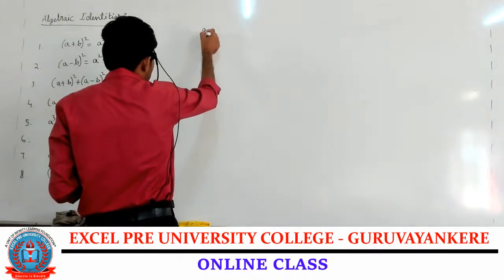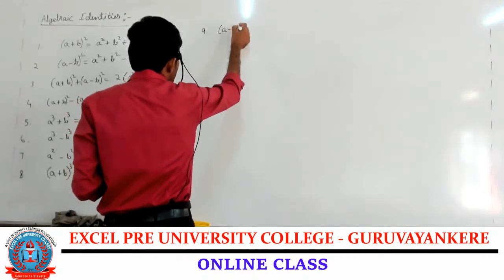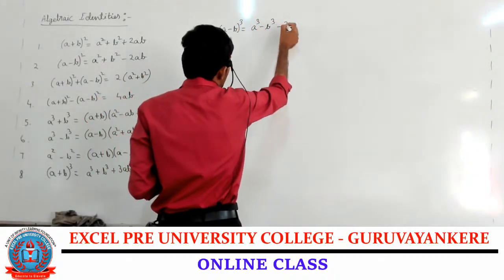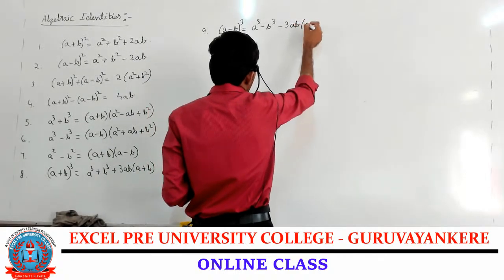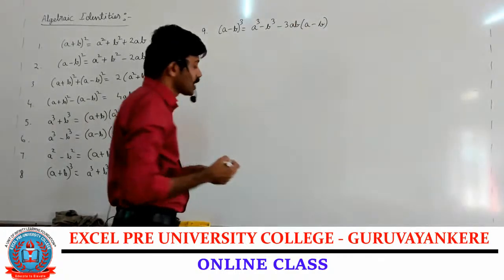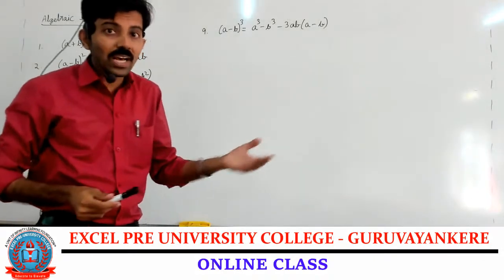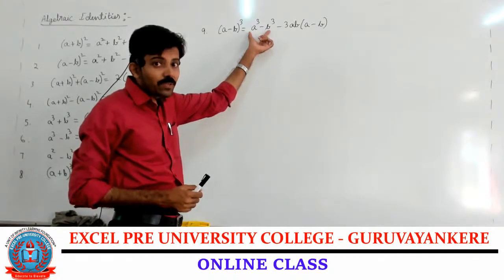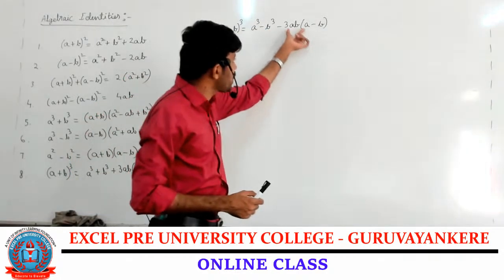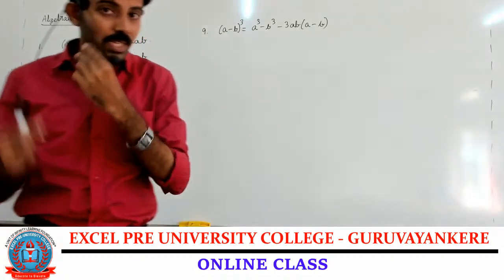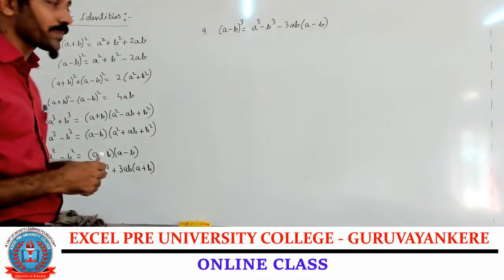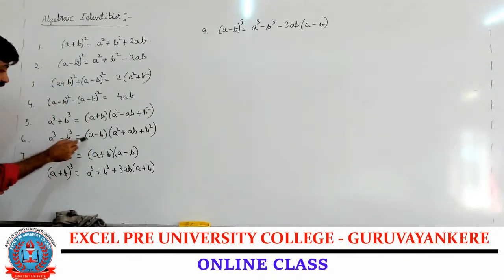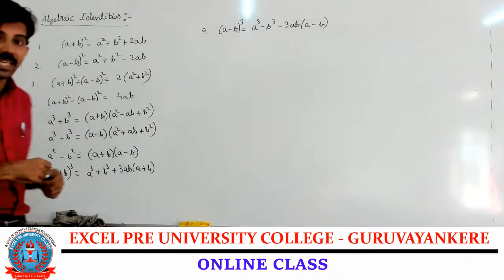Next we have the ninth one: (a minus b) the whole cube, which is a cube minus b cube minus 3ab into (a minus b). From this formula, again a cube minus b cube can be got. A cube minus b cube is (a minus b) the whole cube plus 3ab into (a minus b), correct? Another formula for a cube minus b cube is (a minus b) into (a square plus ab plus b square).